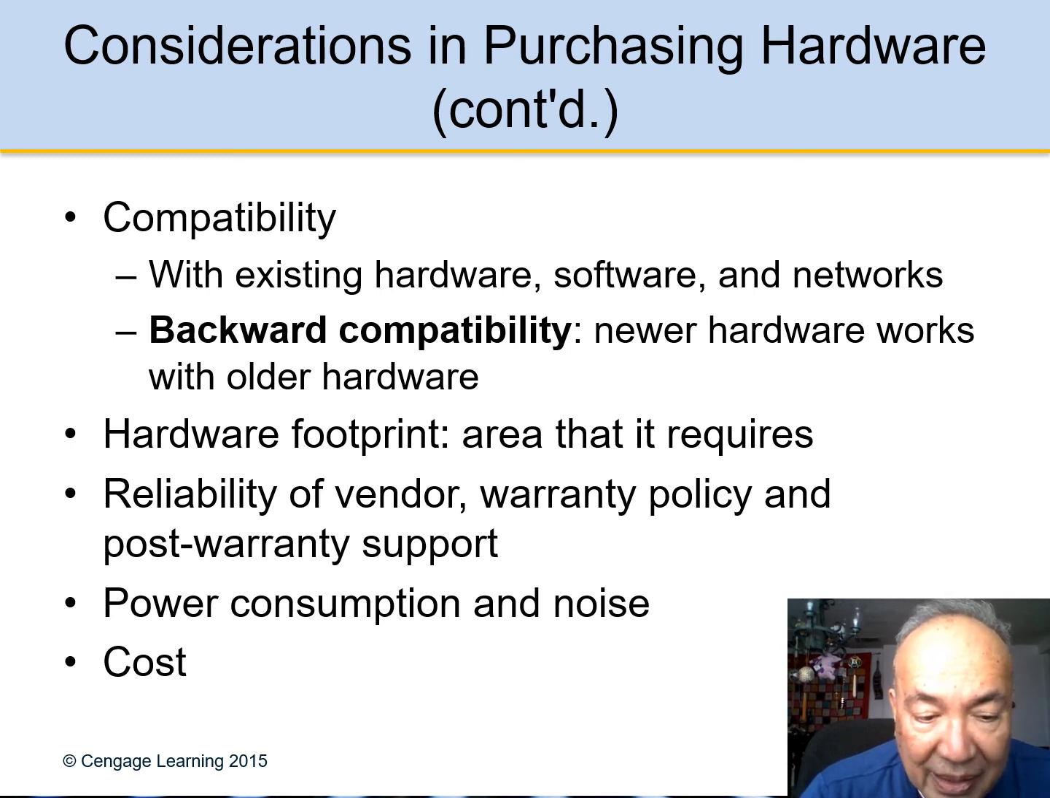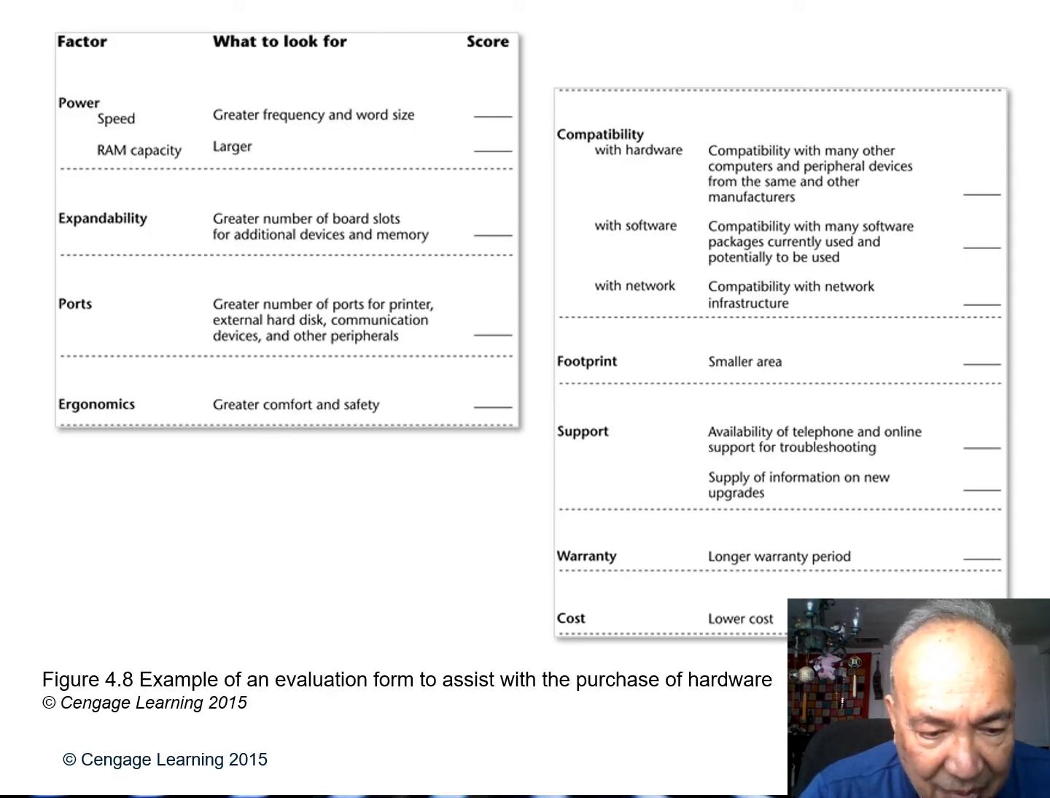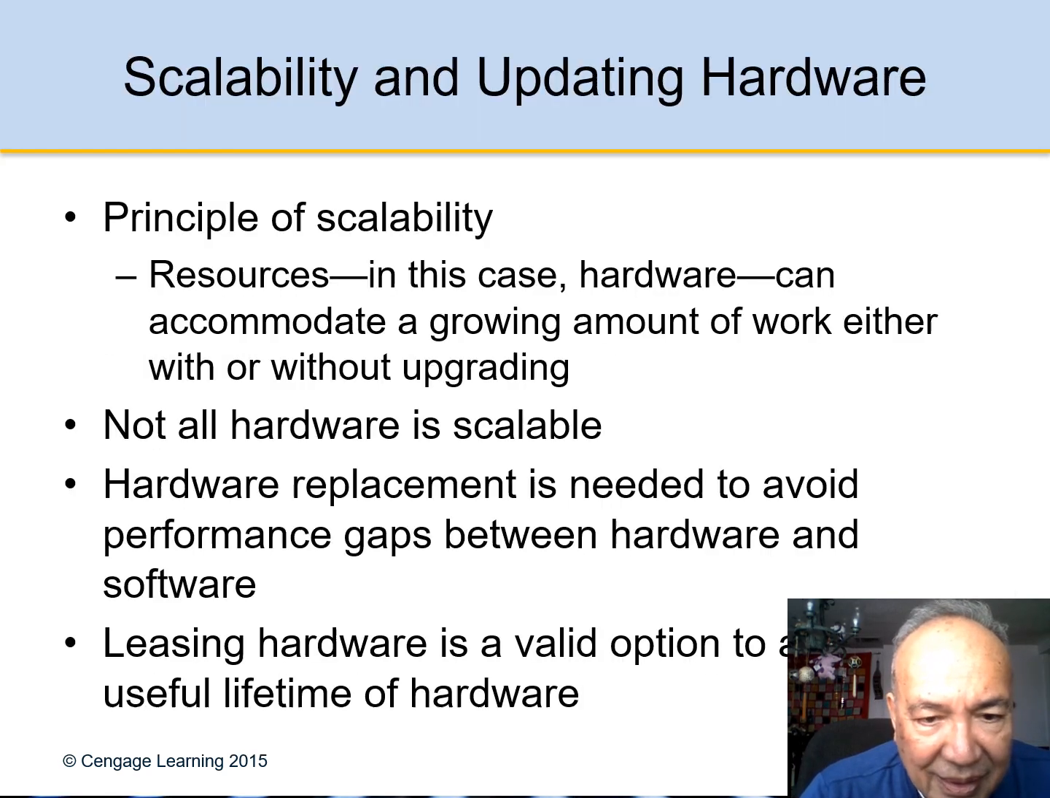Some computers are very noisy. Okay, so here is more data about it: the factor, what to look for, and the score. You have some kind of paperwork where you do this. Okay, scalability and updating the hardware. Sometimes you have to update the hardware because you had a small hard drive. Like this computer that I have right now, it's very slow, because it's a 3-year-old computer.